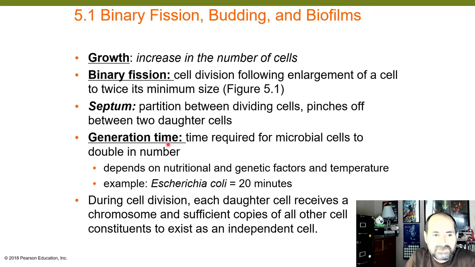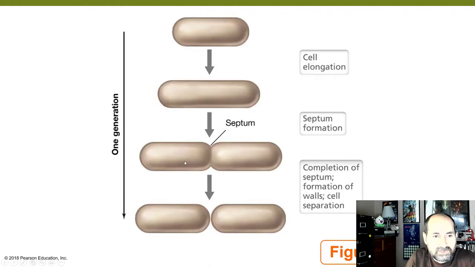We're also going to discuss the generation time. This is the time required for microbial cells to double in number. This can vary between different types of cells. We'll touch on this as well. So here's binary fission simplified. You have a bacillus bacterium. The bacteria will elongate, and then a septum will form. And once the septum forms, that will complete, and you result in two daughter cells.